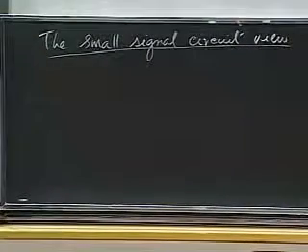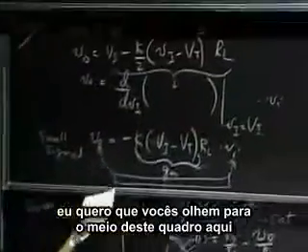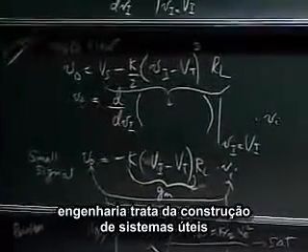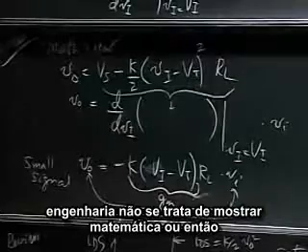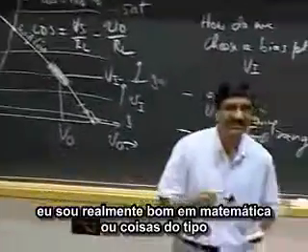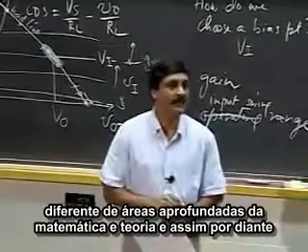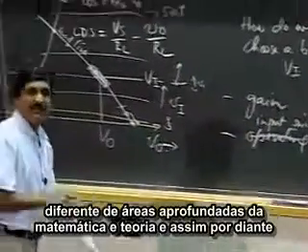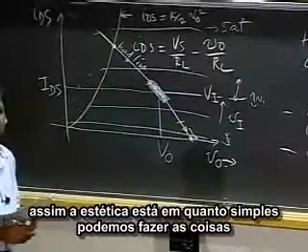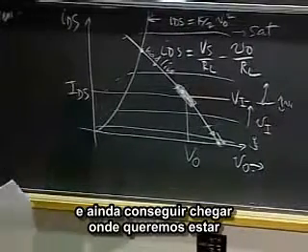Okay. So I want you to look at this, the middle board here. And as I told you in the beginning of 6002, engineering is about building useful systems. Engineering is not about showing off with math or saying, man, I'm really cool in math and stuff. Engineering is about building useful systems, and you want to find the simplest, easiest, cheapest way to get there. Unlike deep areas of math and theory, the beauty is in the simplicity. Okay, so the aesthetics are in how simple can we make things and still get to where we want to be.